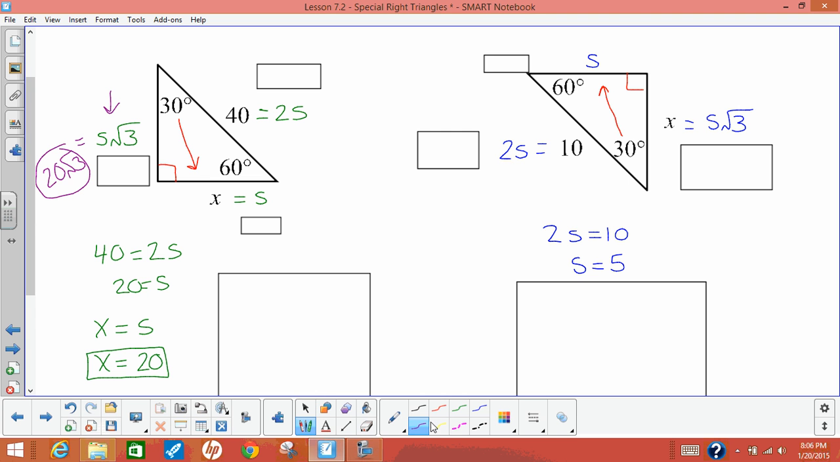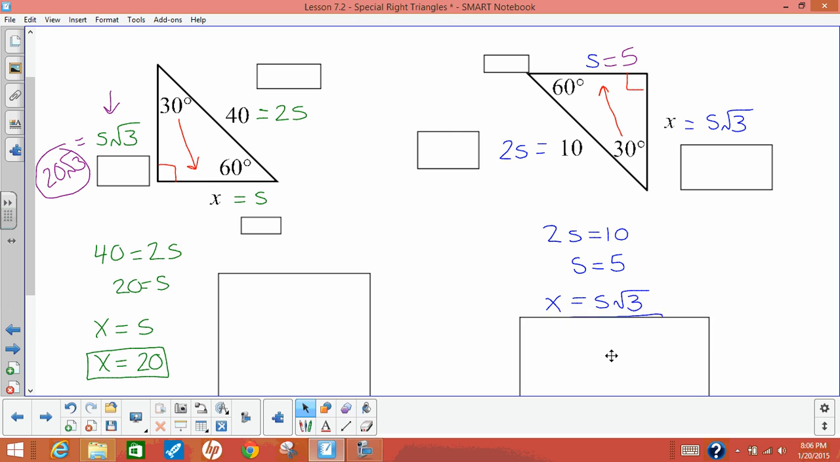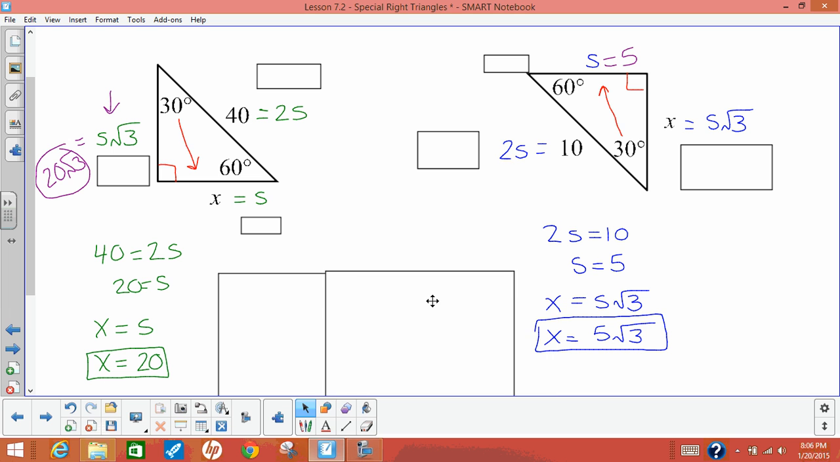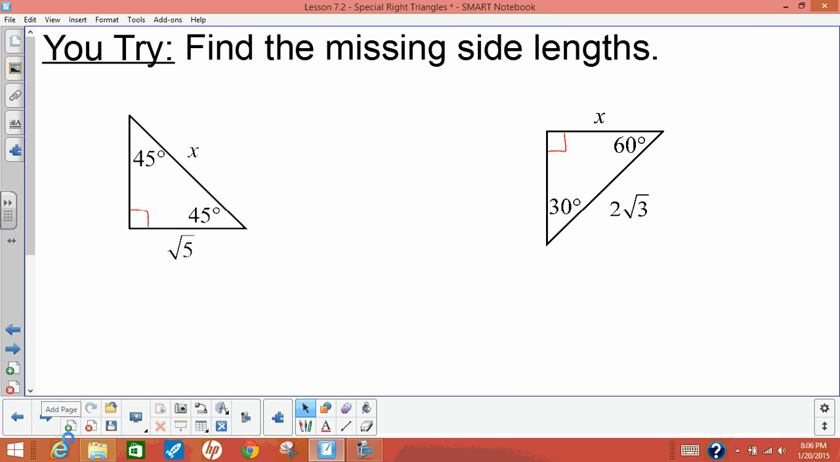So we can see quickly the side that we're not even looking for, but I'll do it anyway. This short side is 5. And we see that x is equal to s root 3, so all we need to do is plug in 5 for s, and we see that x is 5 root 3. So go ahead and try these two problems, one for each special right triangle. And again, if you struggled a little bit with radicals, or if you know you need a refresher, there's a quick review video. You can check that out, and hopefully it will help you.